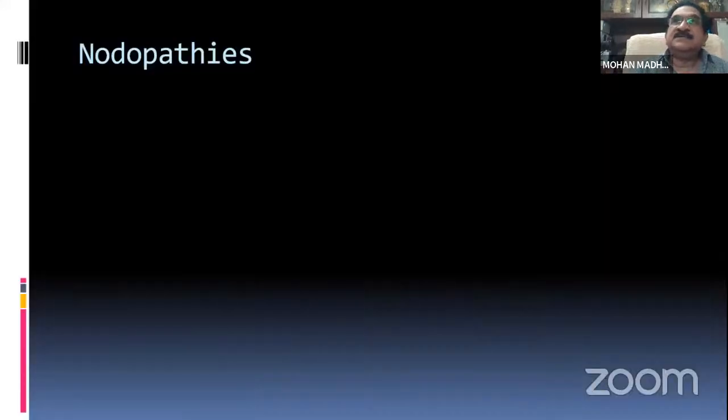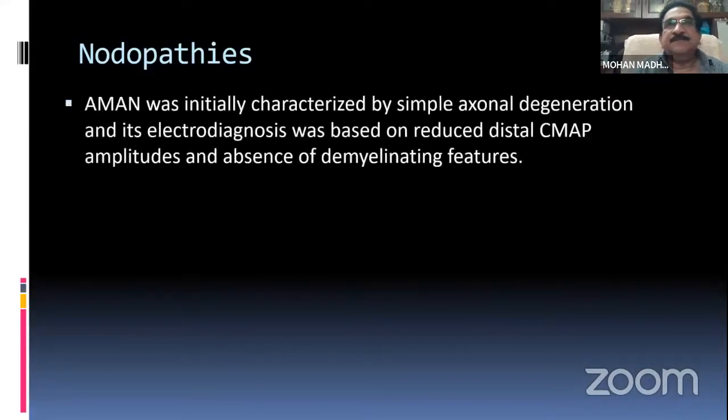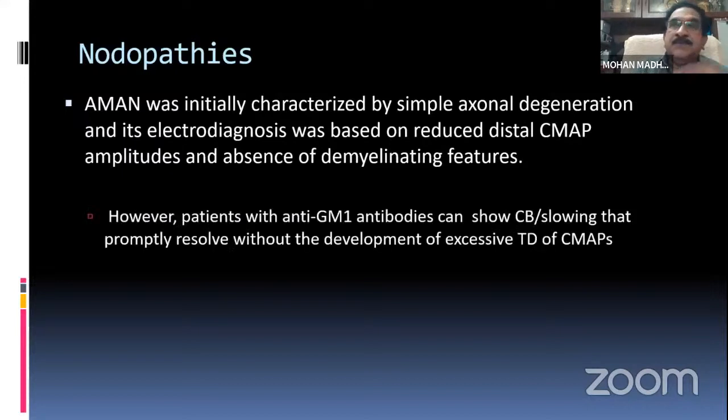Now coming to the nodopathies, what are the electrophysiological parameters? AMAN was initially characterized by simple axonal degeneration, and its electrodiagnosis is based on the reduced CMAP amplitude and absence of demyelinating features. That is how you diagnose axonal GBS among a variety of the GBS. However, patients with anti-GM1 antibodies can show conduction block or slowing that promptly resolves without development of excessive temporal dispersion of the CMAPs. To have temporal dispersion, that's a key factor.